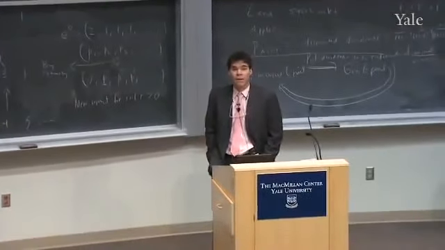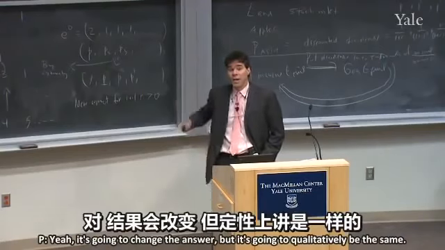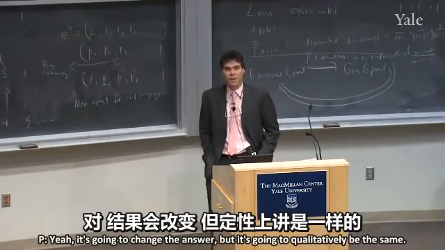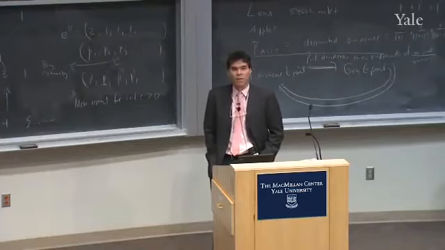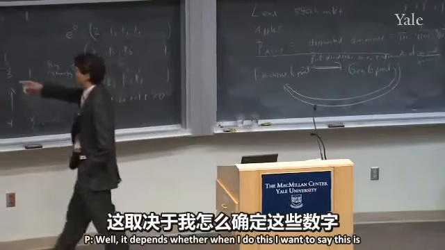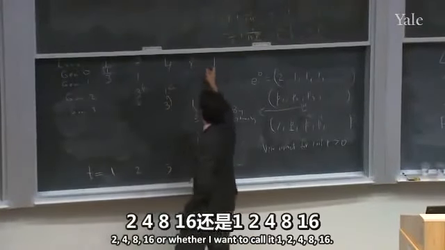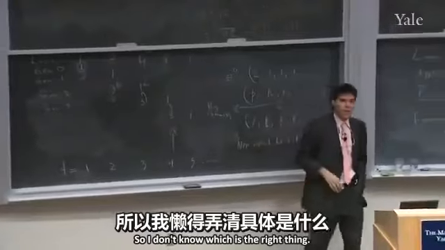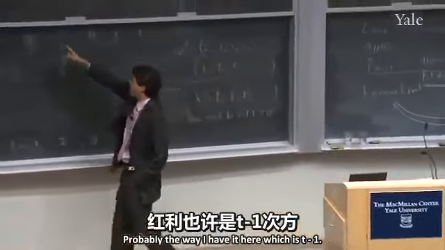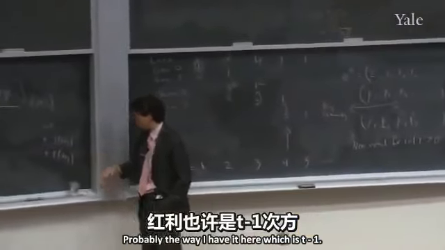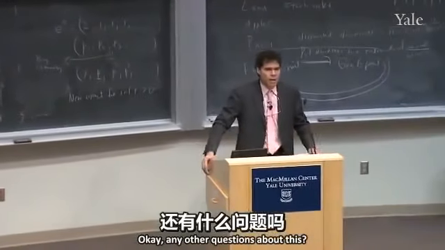Yes? I know you said for the dividend it doesn't matter whether you use t or t minus 1. Yeah, it's going to change the answer, but it's going to qualitatively be the same. Okay, cool. So if we were doing this numerically, would we still want to go to the old generation and use t minus 1? Well, it depends whether when I do this I want to say this is 2, 4, 8, 16, or whether I want to call it 1, 2, 4, 8, 16. So I don't know which is the right thing to do. Probably I should have done 1, 2, 4, 8. Probably the way I have it here, which is t minus 1.